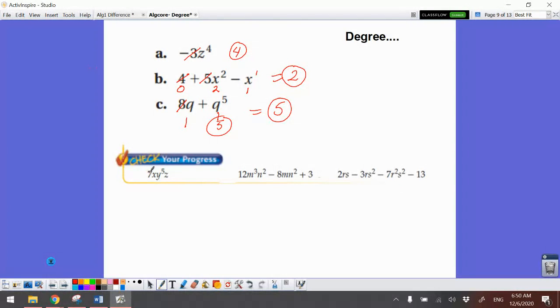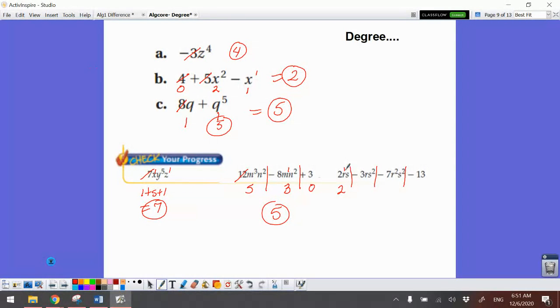All right, let's see how you did. The 7 is going to cross out. I know I have a 1 and a 1, so 1 plus 5 plus 1. That's a degree of 7. All right, this one has 3 different ones. Cross out the 12. 3 plus 2 is 5. 1 plus 2 is 3, and this one is a 0. Which one is the biggest? The 5. This one has 4.